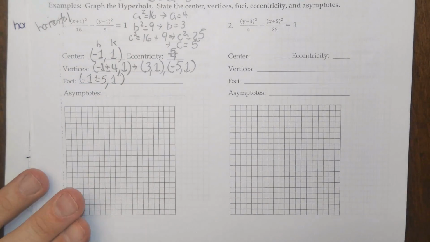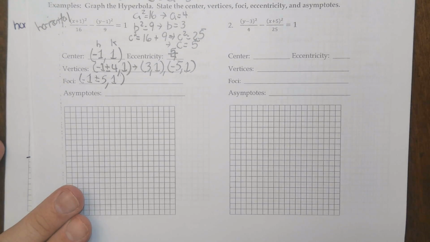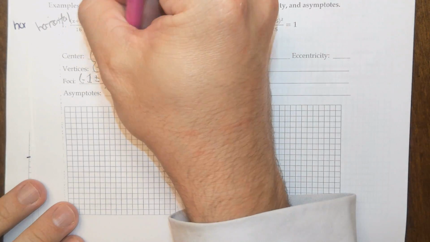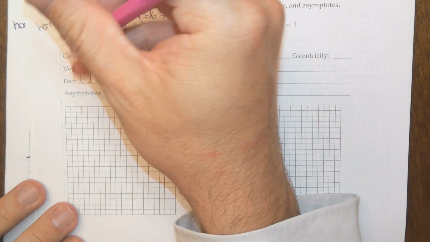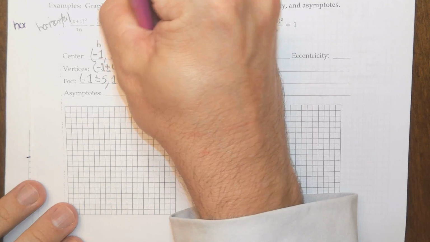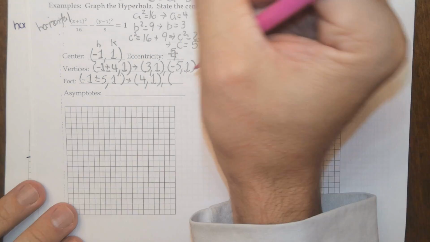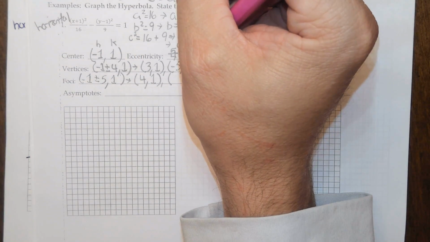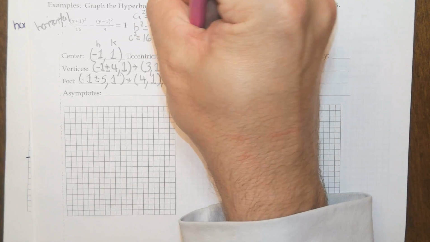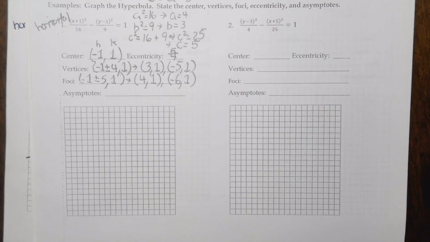Again, because this is a horizontal hyperbola, a and c are on that same axis together, just like with ellipses. All right, so if we write out these points, -1 plus 5 gives you a positive 4, comma k, which is 1, so (4, 1). And -1 minus 5 gives you -6, comma 1. So there are both of our foci right there.